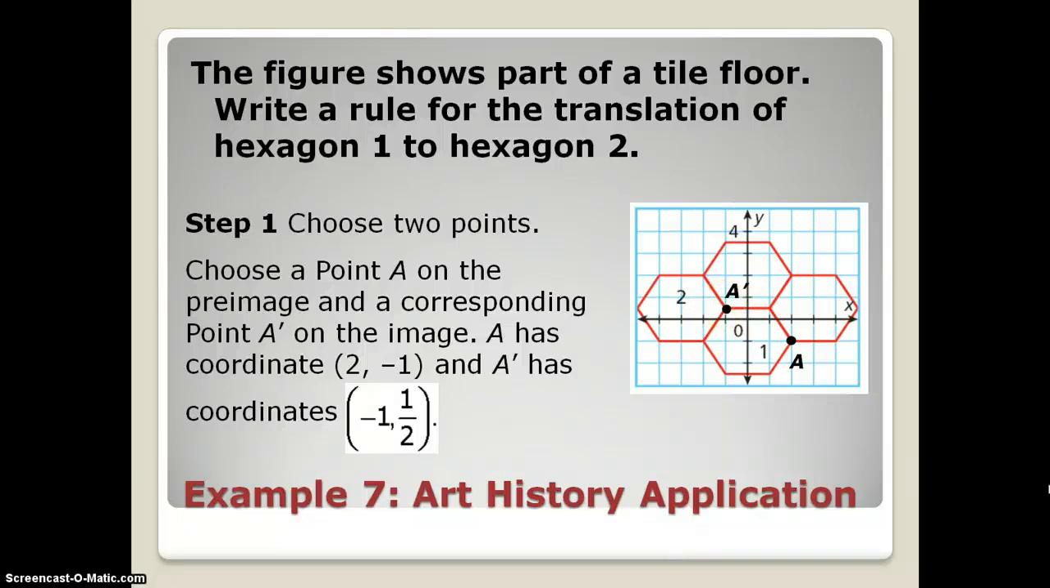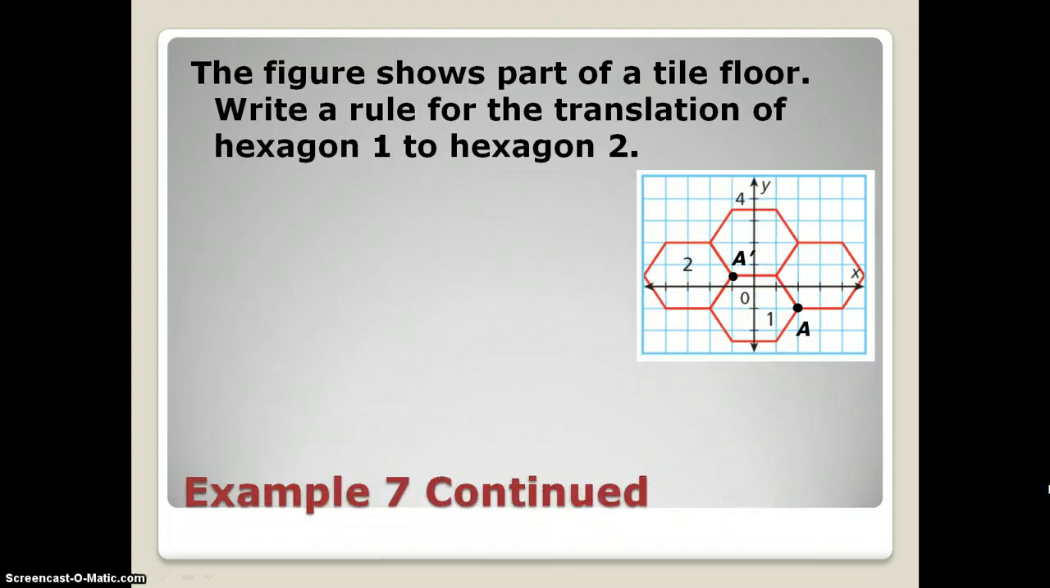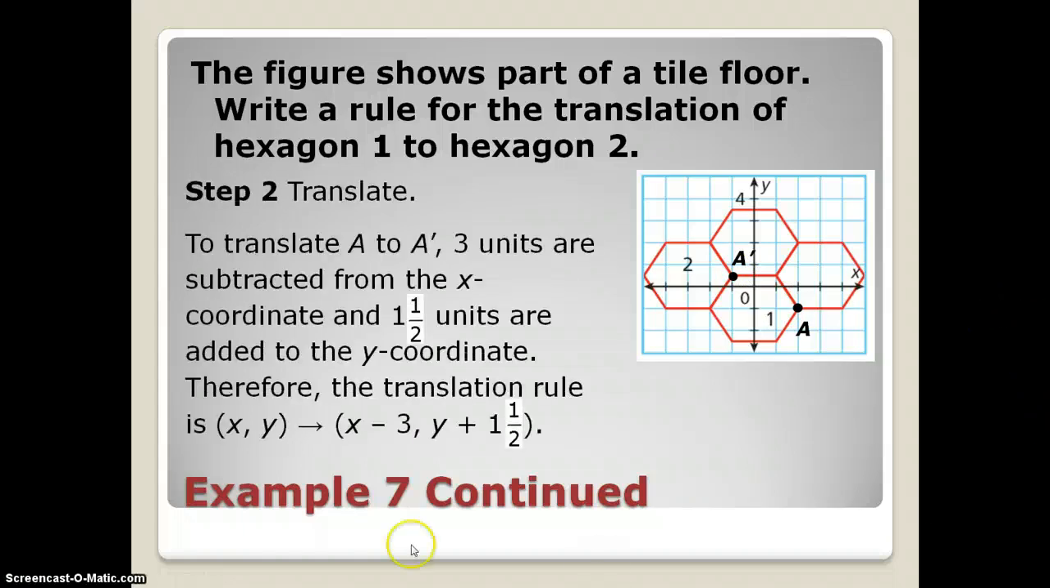We find the coordinates of each. A has coordinates (2, -1). A prime has coordinates (-1, 1/2). Now, our rule would be that we have moved over to the left 1, 2, 3 spaces and up by 1.5. So our translation is (x, y) mapped onto (x minus 3, y plus 1.5).